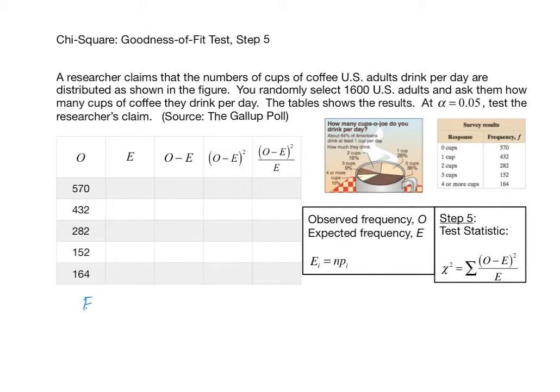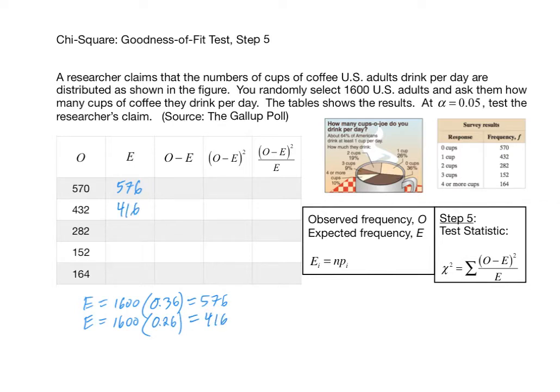We've got E equals the sample size, which was 1600, times the percentage that goes with this one right here, the 570, that was for 0 cups, is 36%. 36% of 1600 is 576. So the expected amount was 576 that would drink 0 cups out of 1600 people. Then for the next one that goes with the O of 432, we've got the expected value is the sample size 1600 times the 26% that goes with 1 cup. So we need 26% of 1600, which is 416.